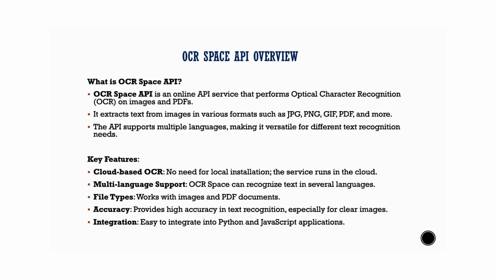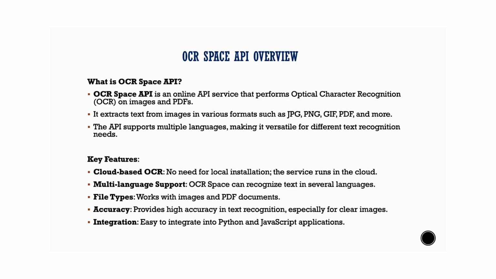OCR Space API is an online service that performs optical character recognition on images and PDFs. This technology is crucial for extracting text from images, enabling automation of data entry tasks and information retrieval.